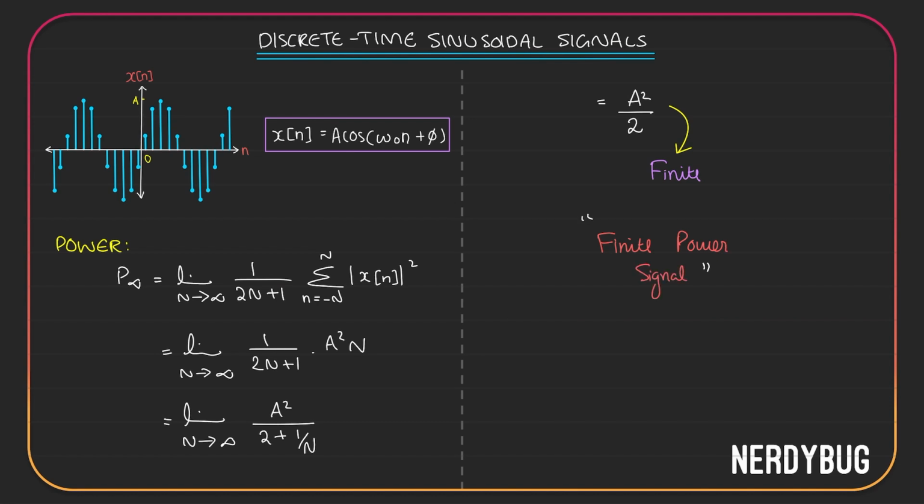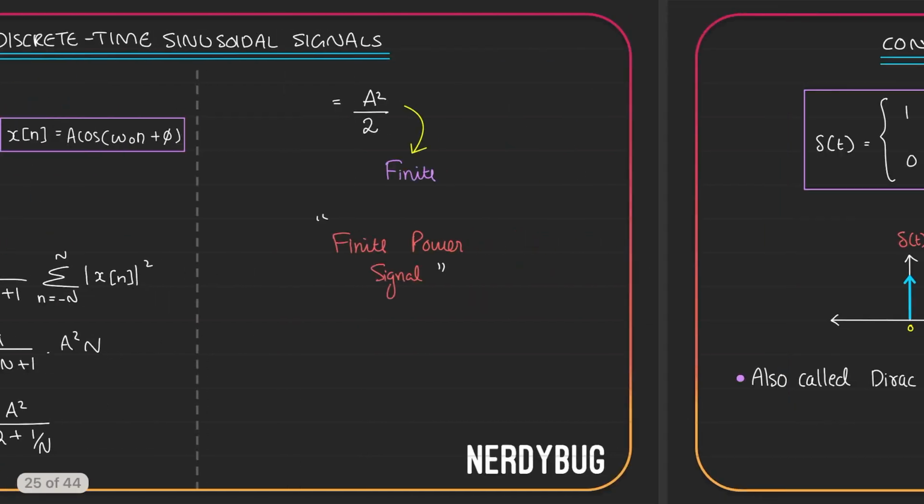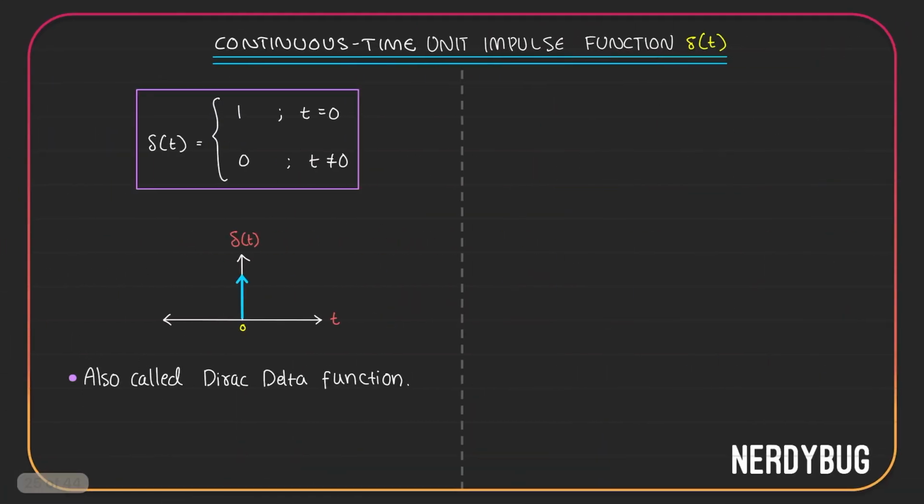Let's now move on to the next elementary function, which is a unit impulse function. And like we always do, we'll be dealing with the continuous time version first. It is denoted by delta of t, and its definition is that it is 1 where t is equal to 0, and it is 0 wherever t is not equal to 0. That is, it exists only at 0. It is shown over here graphically. It is also called a Dirac delta function.